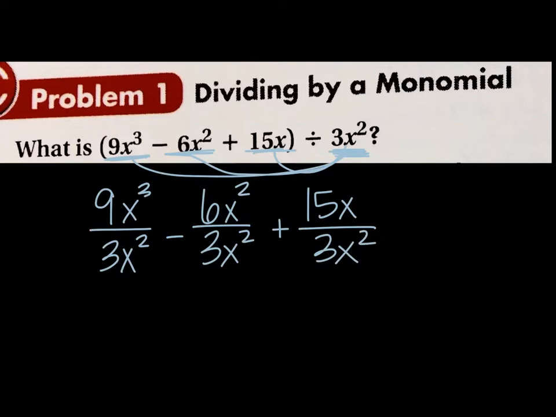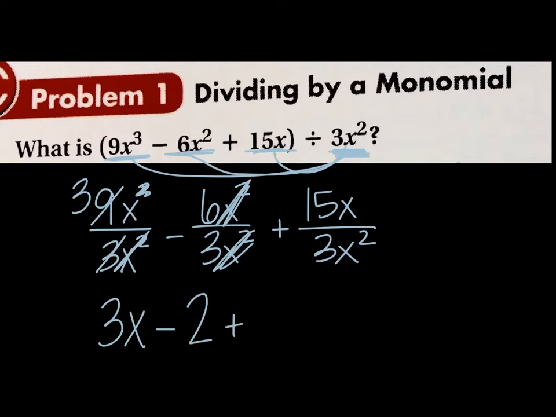And then you can simplify. So 3 will go into 9 3 times, and the x squared will cancel 2 of those. And we're left with 3x. That x squared will cancel that x squared, and 6 divided by 3 is 2. This x will cancel one of those, and this 3 will go into this 15 5 times, and we're left with 5 over x.